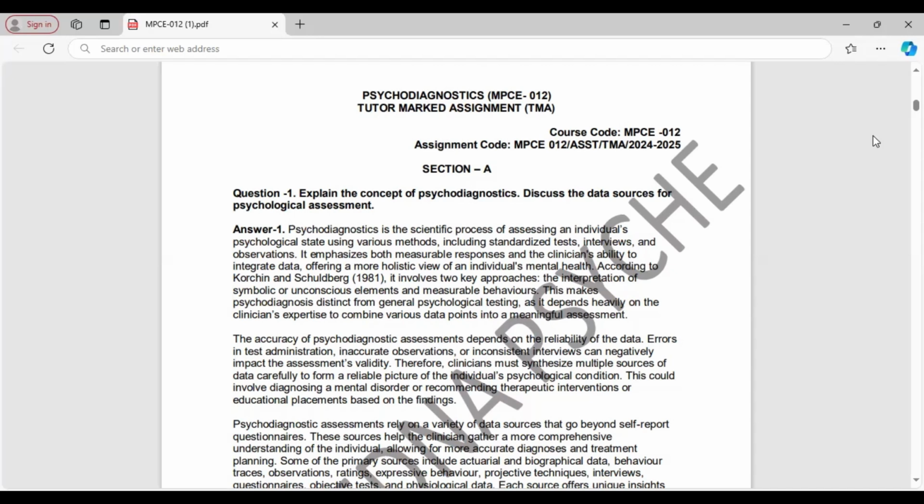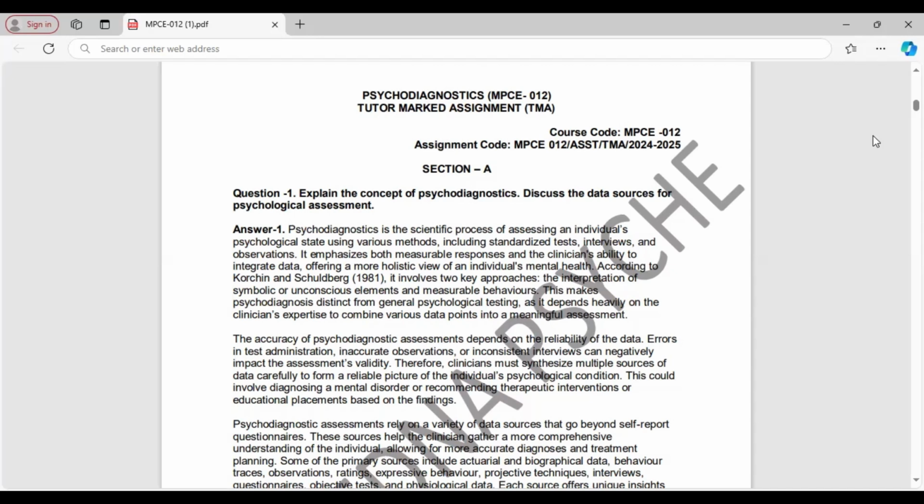Question 1. Explain the concept of psychodiagnostics. Discuss the data sources for psychological assessment. Psychodiagnostics refers to the scientific process of assessing an individual's psychological state using a combination of methods such as standardized tests, interviews, and observations. It emphasizes both observable behaviors and clinicians' ability to interpret symbolic or unconscious elements.